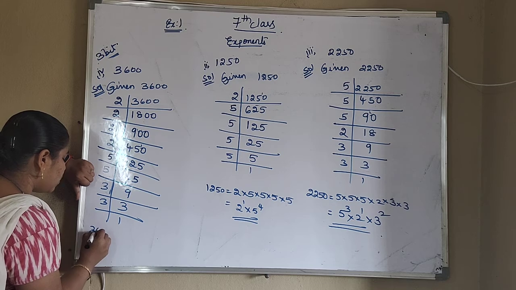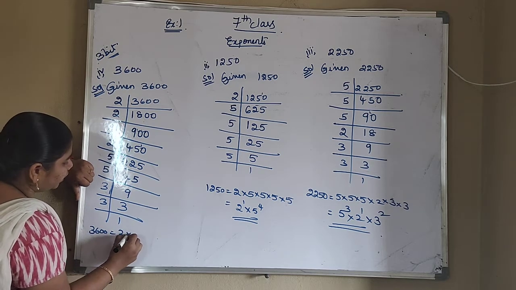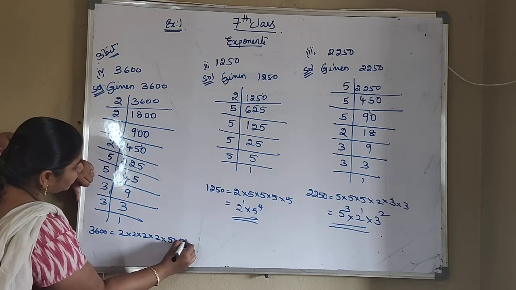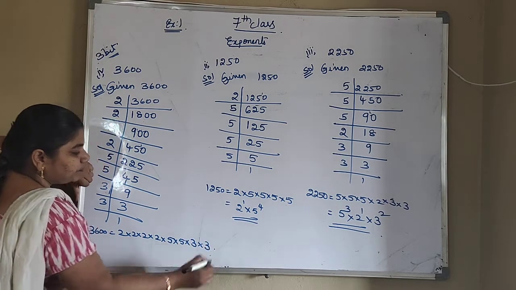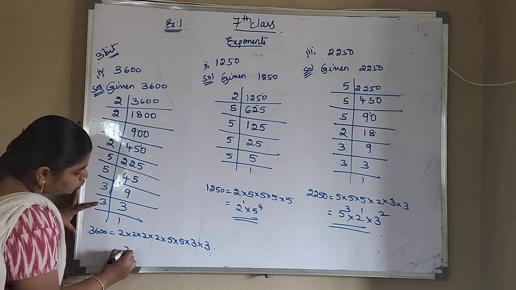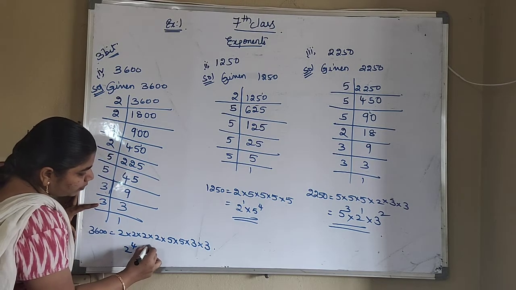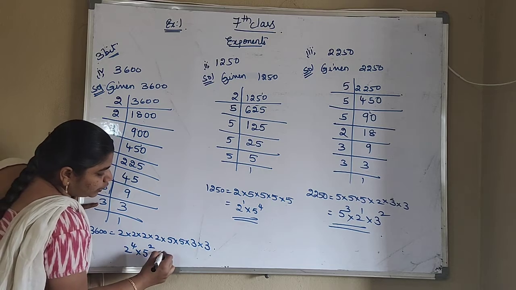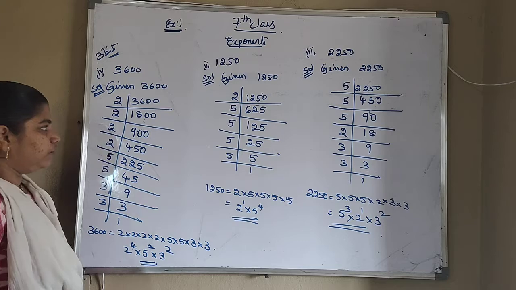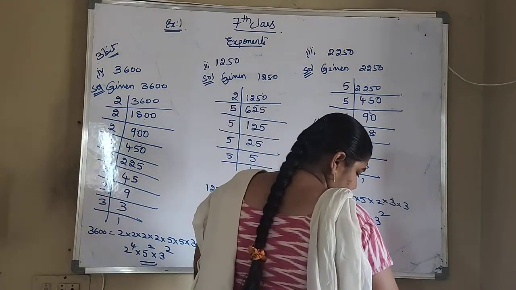So what is the expanded form here? Expanded form of 3600 is 2 into 2 into 2 into 2 into 5 into 5 into 3 into 3. Okay. Now 2 how many times they have multiplied? 4 times. It is 2 power 4, into 5 power 2, and 3 they have multiplied only 2 times. That is 3 power 2. So this is our exponential form. Last one in this.